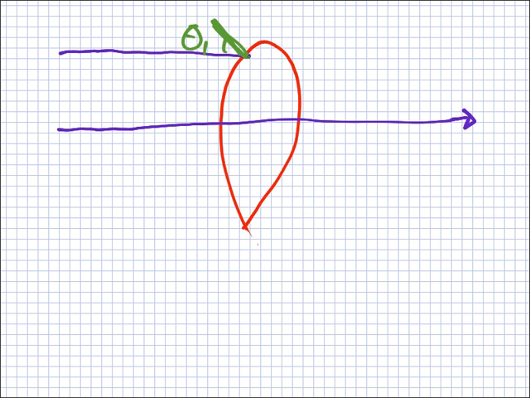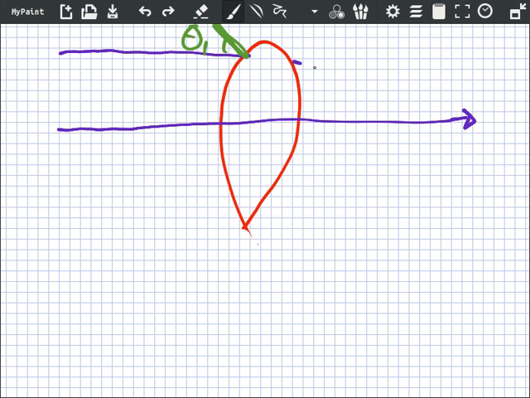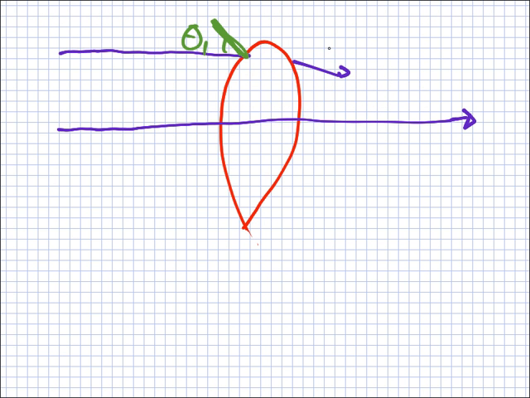Stuff happens in between, but I don't care about that. I'm just going to jump to the exit. So it'll come out, and it will have a particular angle here, theta 2.